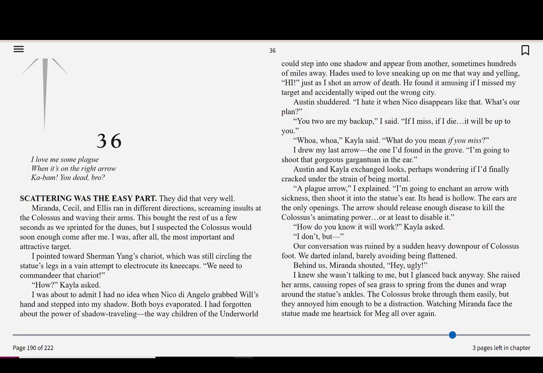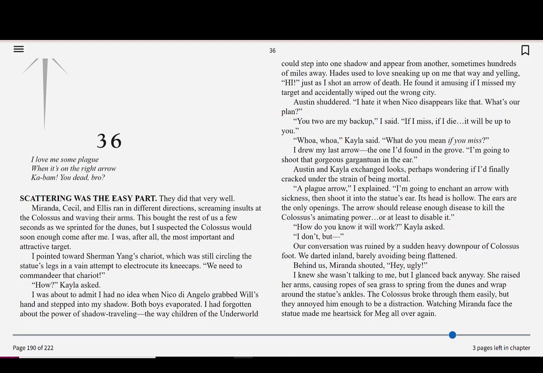"How?" Kayla asked. I was about to admit I had no idea when Nico D'Angelo grabbed Will's hand and stepped into my shadow. Both boys evaporated. I had forgotten about the power of shadow traveling, the way children of the underworld could step into one shadow and appear from another, sometimes hundreds of miles away. Hades used to love sneaking up on me that way and yelling, "Hi!" just as I shot an arrow of death. He found it amusing if I missed my target and accidentally wiped out the wrong city.